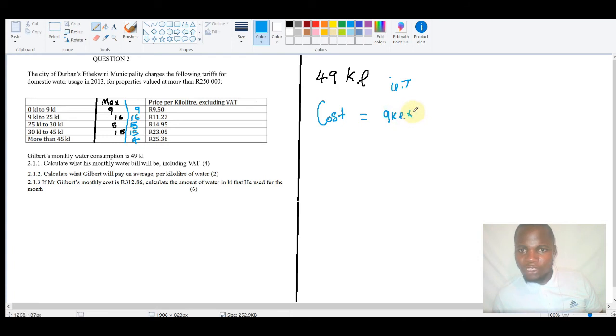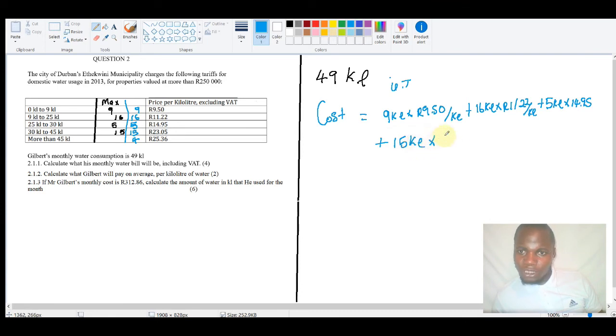what is the tariff of the first one? It is 9 rand 50 per kiloliter, plus the second one. What is used there? 16 kiloliters times the tariff. The second tariff is what? 11 rand 22 per kiloliter, plus the next one, that is used 5 what? Kiloliters times the tariff there, which is 14.95, plus the next one, 15 kiloliters times the tariff.